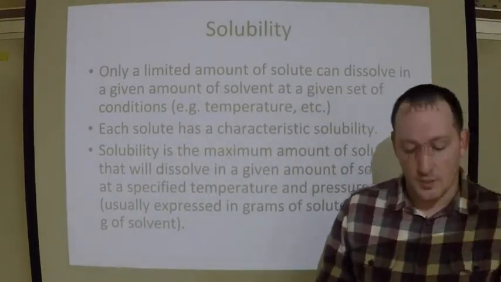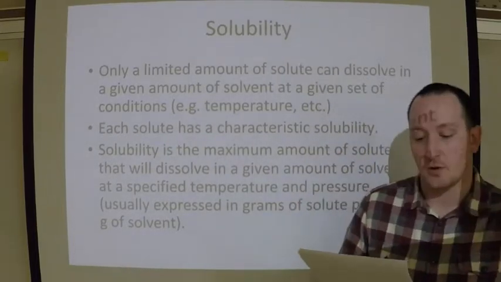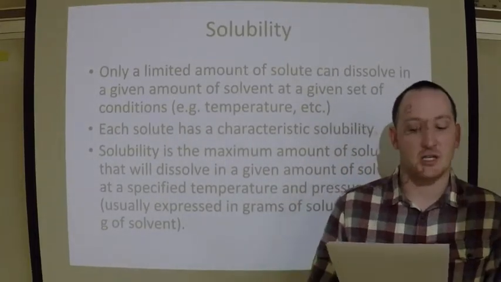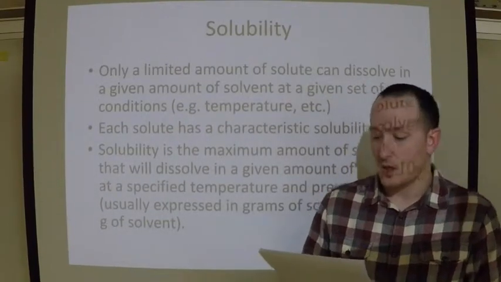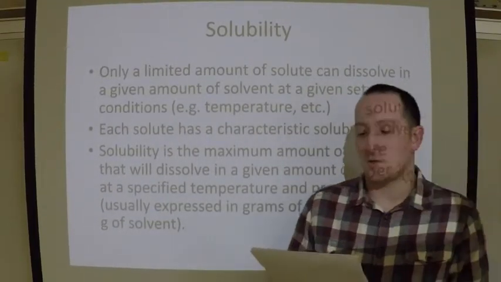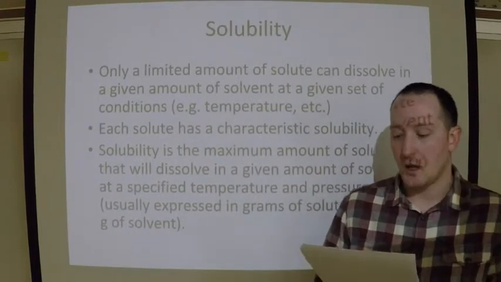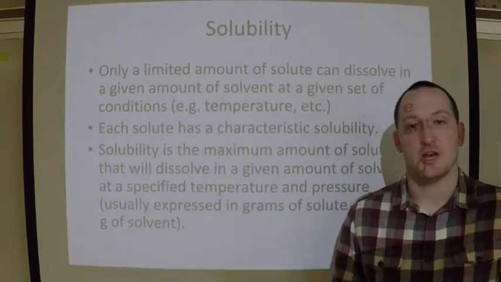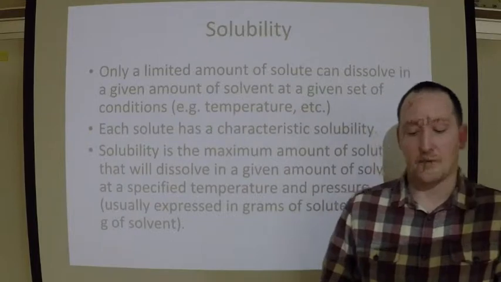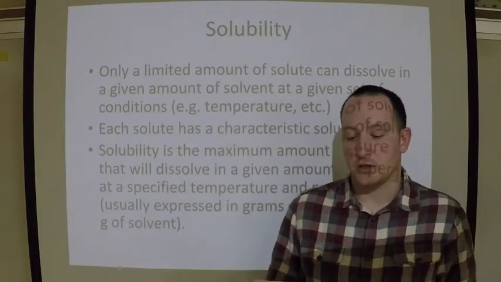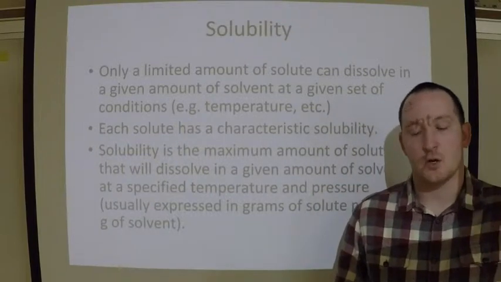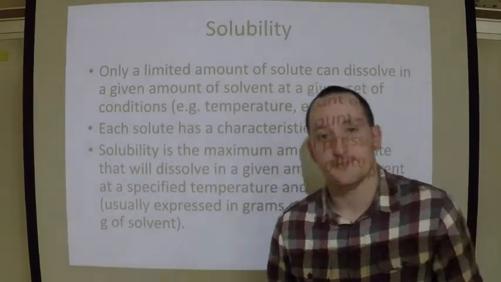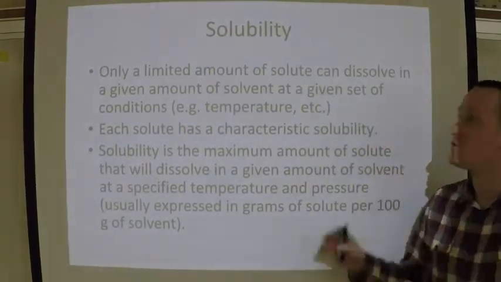So subobjective 1 says we need to be able to define solubility and understand that changing conditions change the solubility of something. Subobjective 2 says we need to be able to define saturated, unsaturated, and supersaturated. So what do those things mean? And then our goal, using a solubility chart, be able to determine if a solution is saturated, unsaturated, or supersaturated. So here we go. So here's what solubility is.